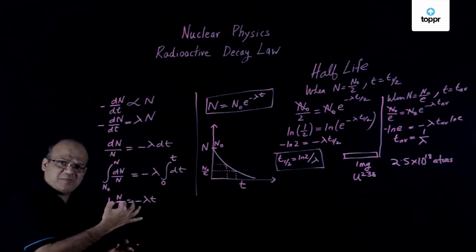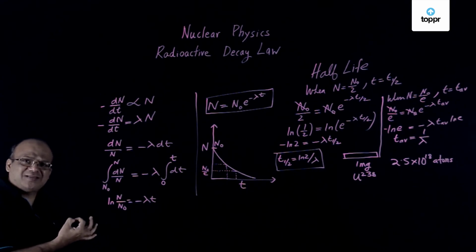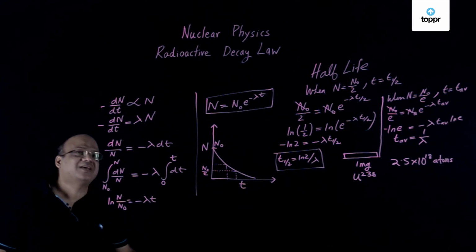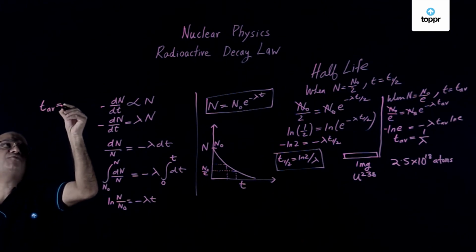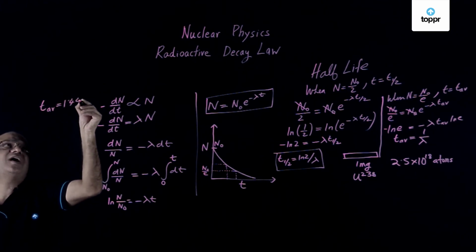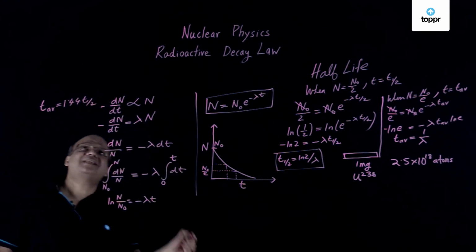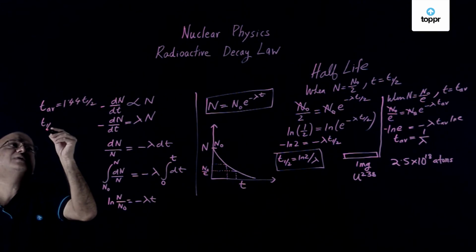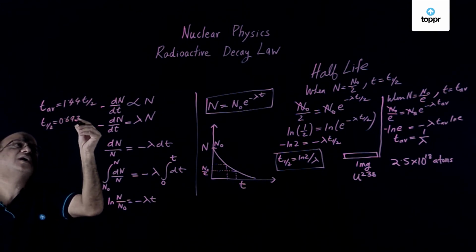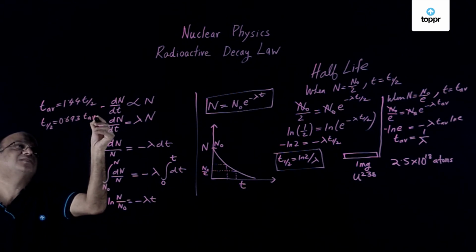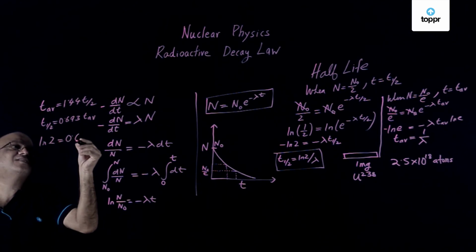So important to remember, average life is more than half life. T average is 1.44 times T half. Very easy to check that. And T half is 0.693 times T average. ln of 2 is 0.693.